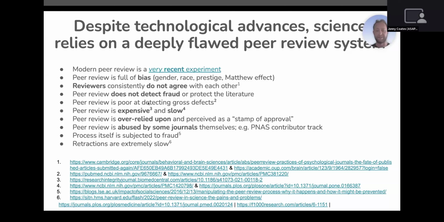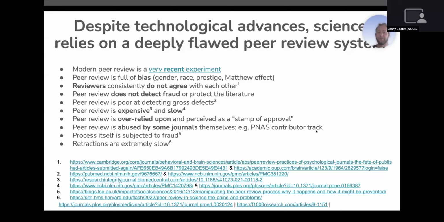The other thing is that, actually, that's my last point, but retractions are very slow. That paper took 10 years to be retracted. So for 10 years, it was out there with the seal of approval of peer review that it was good and it was reliable, and it wasn't at all.